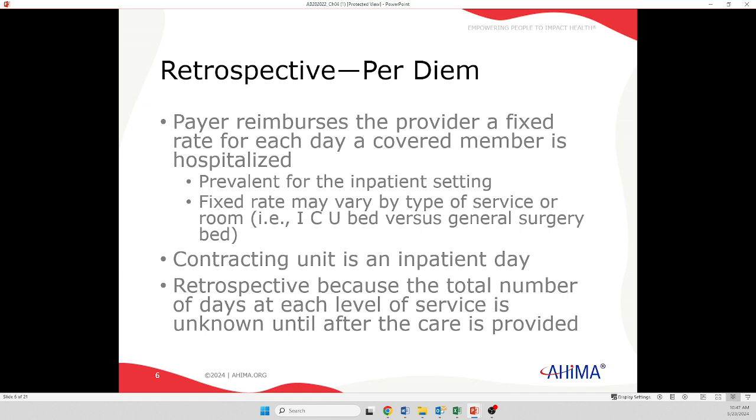On page 67, there are some examples of the per day rate, and it does vary based on where you are and what type of treatment. Like for a patient that's in ICU, it's going to be more daily than it would be in other areas, because they're trying to make sure that they receive payment for the services that are provided.